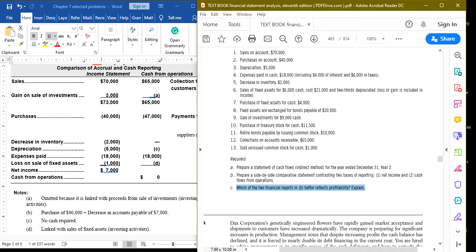Okay, profitability. But cash flow from operations tells us that the company has sufficient cash or liquid assets. In other way, it's telling us information about the liquidity and solvency of the company, not necessarily the profitability of the company. Okay? Very important.